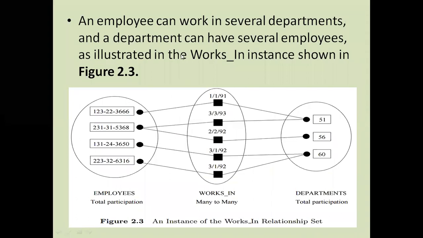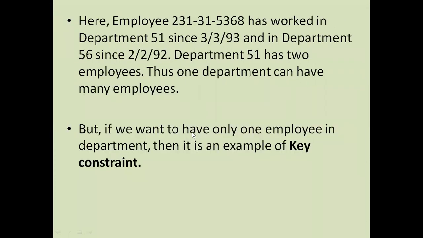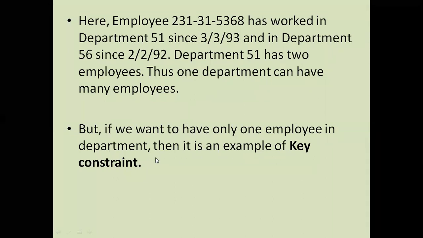Okay, here if you observe, this is the relationship instance. An employee can work in several departments, and a department can have several employees. This is shown in the figure. So an employee can work in more than one department, and at the same time a department also has more than one employee. So it is a many to many relationship, right? But if we want to have only one employee in the department, then it is an example of the key constraint. What is the meaning of constraint? Constraint means a condition. So how do we represent that condition in the ER diagram?